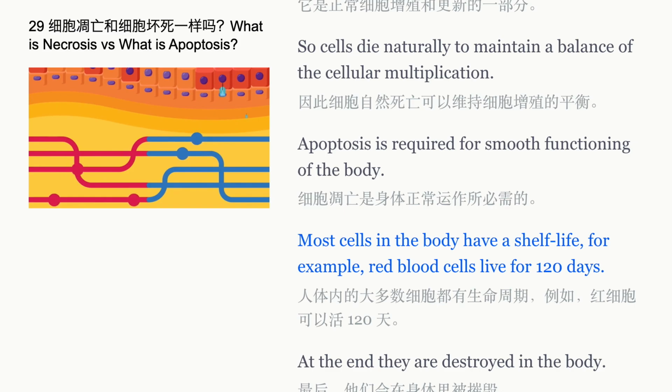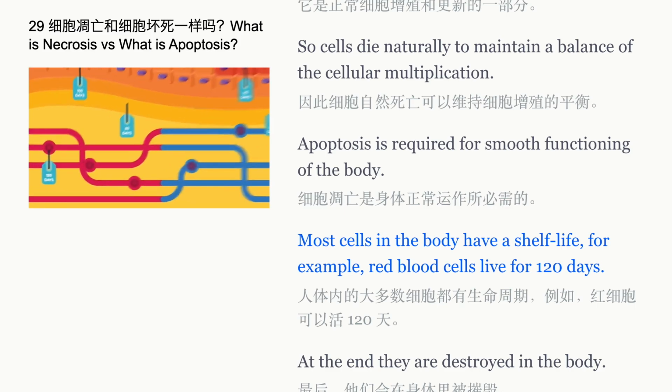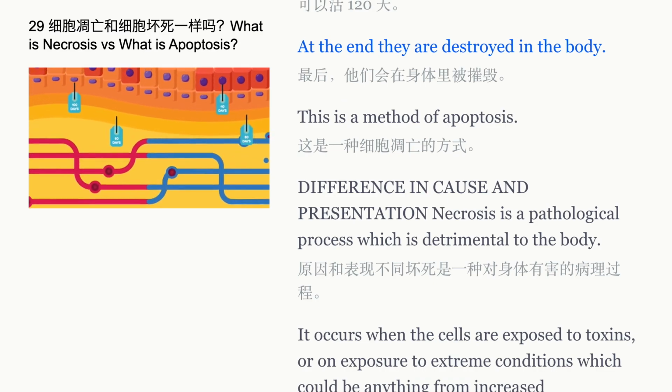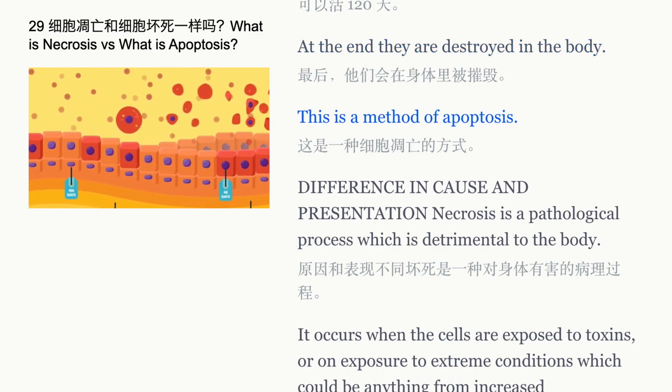Most cells in the body have a shelf life. For example, red blood cells live for 120 days. At the end, they are destroyed in the body. This is a method of apoptosis.